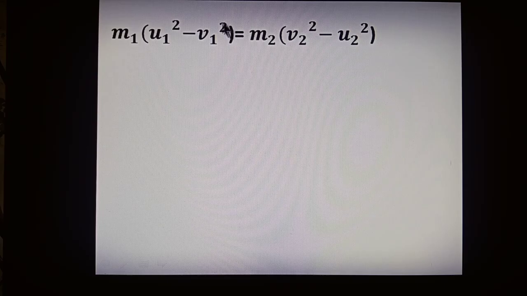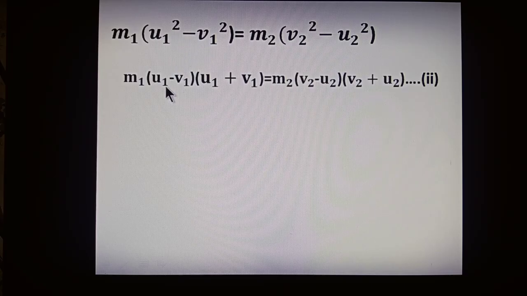Students, look carefully at this equation. What is it? a square minus b square. You know how to open it? Yes, (a plus b) and (a minus b). Same is the situation here. We just open this formula and we can write it as (u1 minus v1) and (u1 plus v1). Similarly, (v2 minus u2) and (v2 plus u2). I mark it as equation 2.